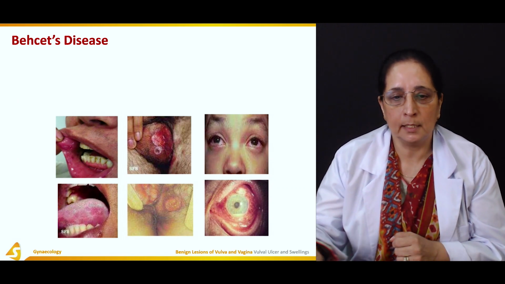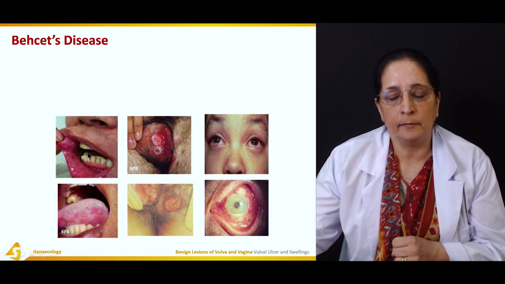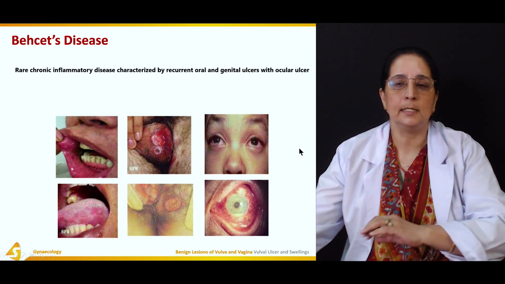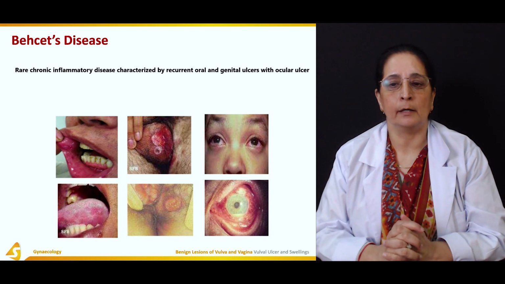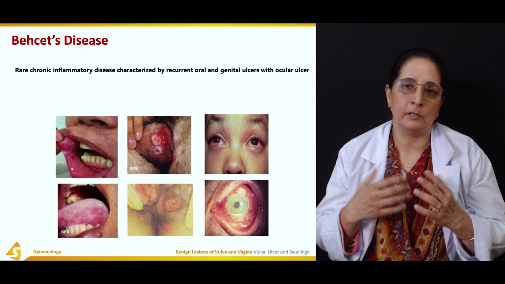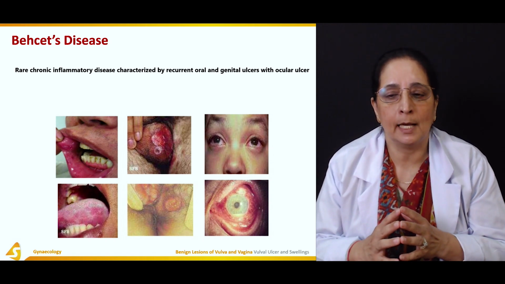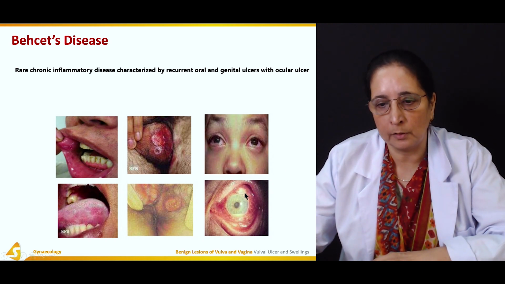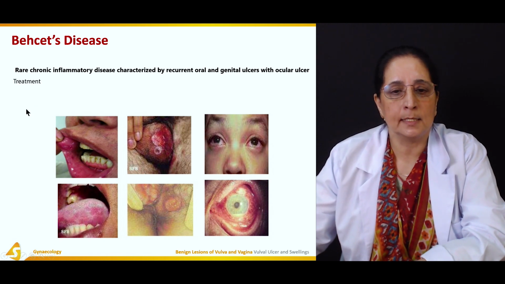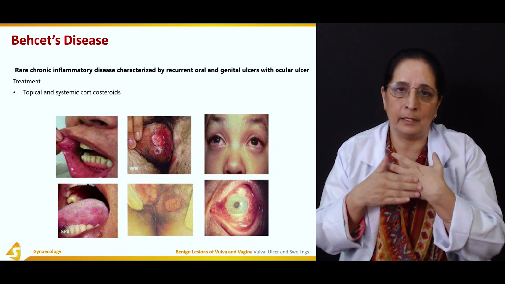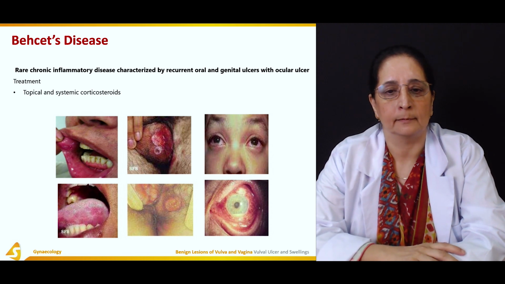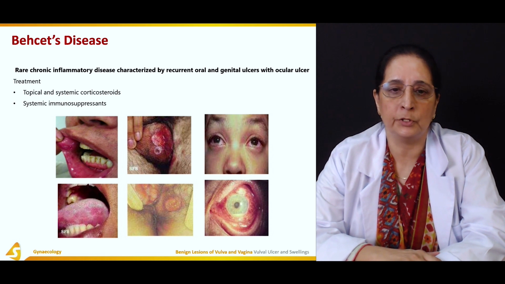Now, Behcet's disease. These are the diagrams of Behcet's disease, which involves the oral cavity, the eyes, and the genital area. Behcet's disease is a chronic inflammatory disease characterized by recurrent oral and genital ulcers with ocular ulcers. You can see the involvement of the eyes, the mouth, and the genital areas. Treatment of Behcet's disease is topical, meaning on the site or area, and systemic corticosteroids given by injection or orally. Systemic immunosuppressants are also used.